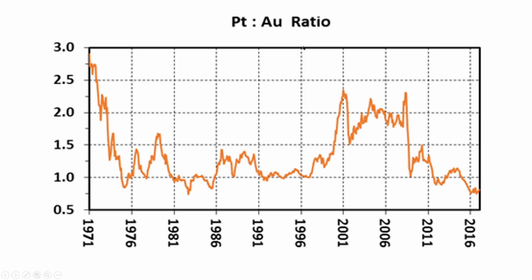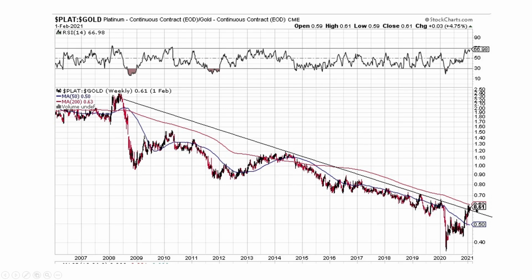So this is the platinum to gold ratio. This goes all the way back to 1971 when things were freely traded. And when you look, you'd say, man, you could buy platinum whenever this ratio gets extremely low. We've got a 0.75 right here in 2016. That'd be a great time to buy, right? Well, what about today? Today we're at 0.61 and it got a low of 0.4.